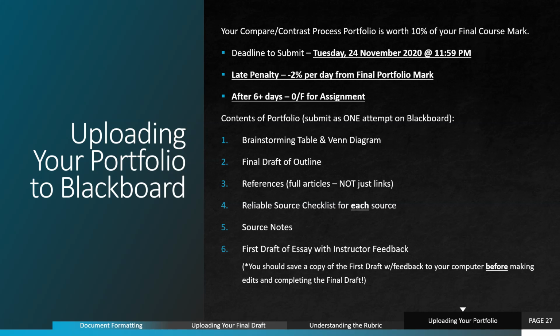You need to include your brainstorming table with Venn diagram, the final draft of your outline, all of your references, and when you upload your references, you have to include the entire article, not just the links for the sources. So especially for those of you who sent me sources that I was not able to open but you had access to, you must send me the full articles to make sure of that. You also have to include the reliable source checklist for each of the sources that you used, the notes from each of your sources, and the first draft of your essay with my feedback.